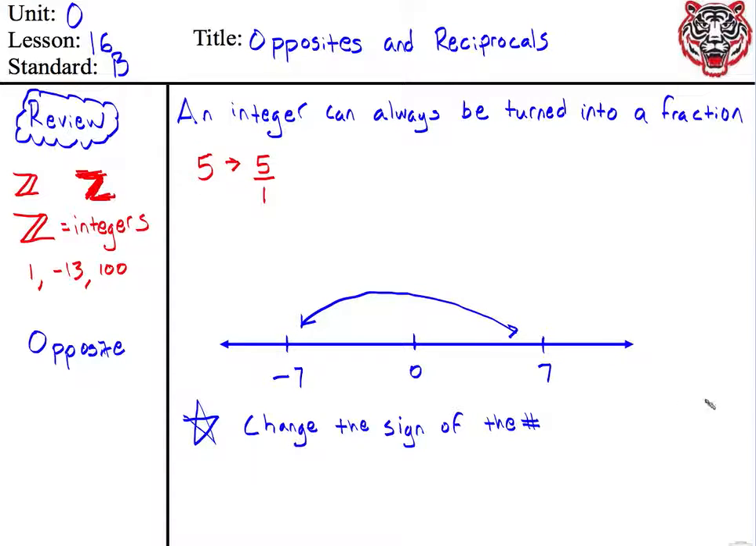And then your example here would be, I'll just do a ton of them. So negative 13, the opposite of negative 13 will be, shout it out, 13. The opposite of 100 becomes negative 100. You guys see it. You just change the sign. Cool. Easy peasy.